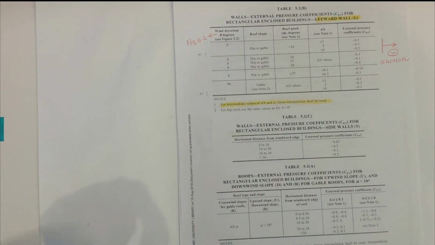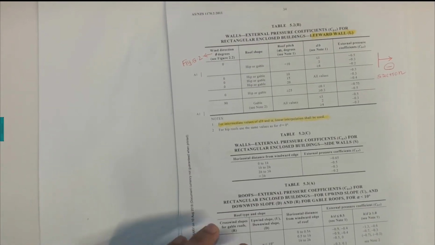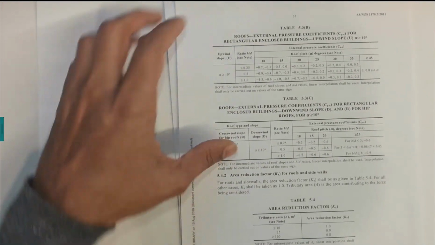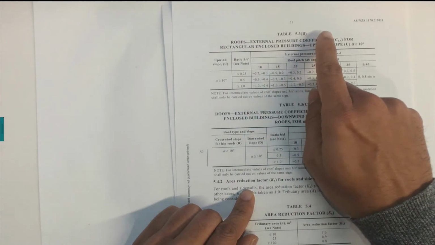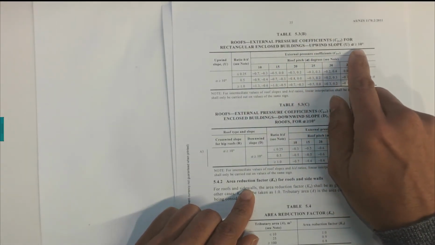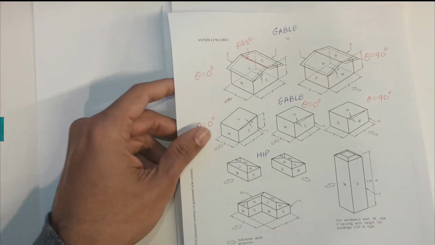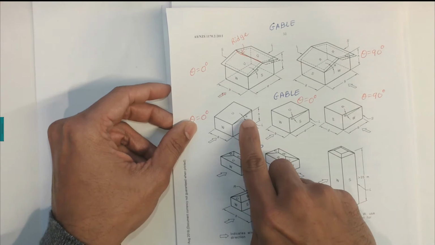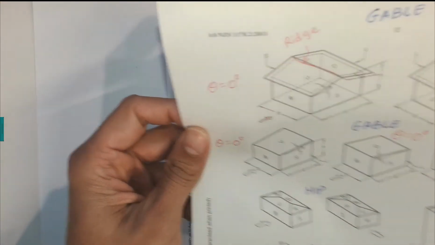Table number 5.3b is the second case, on page number 35, where you can use it for upward slope only and for alpha greater than or equal to 10 degrees. So if I can show it here, only the cases where you have upward slope and this alpha value should be greater than 10 degrees, you can use Table 5.3b.